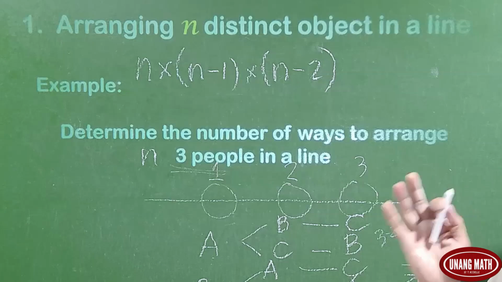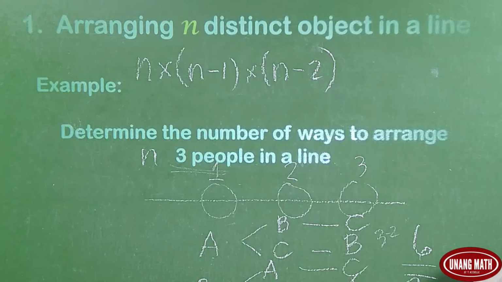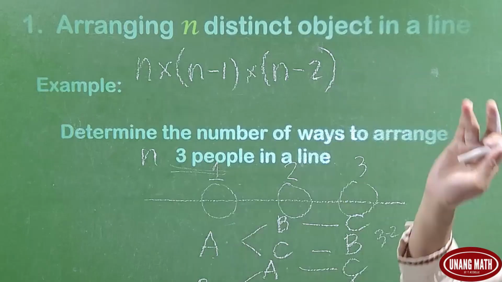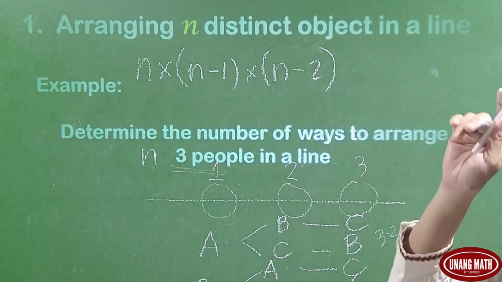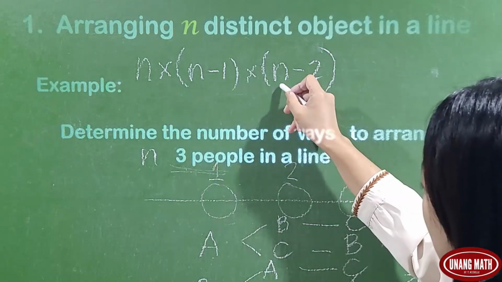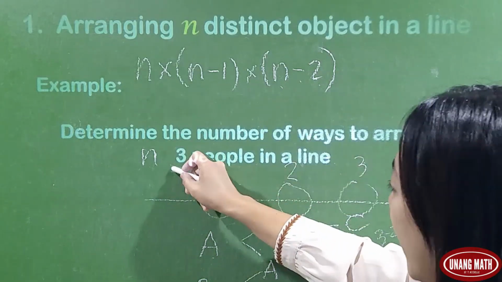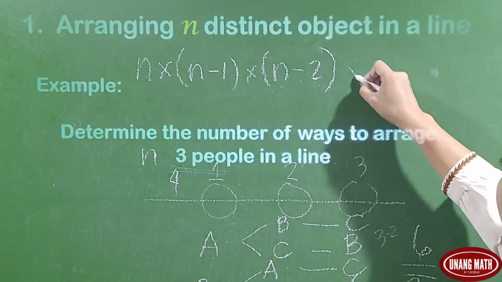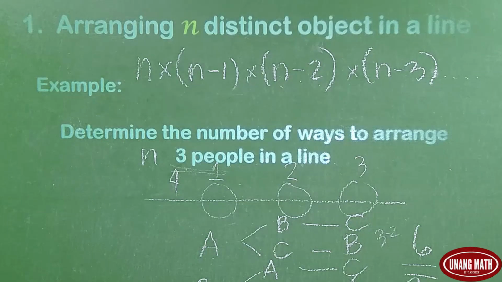This is actually the same formula that we use when we find the possible outcomes using number cards, without 0, or when 0 is not included. Since n is 3, we just have until n minus 2. But if n is 4, then we have times n minus 3 and so on.